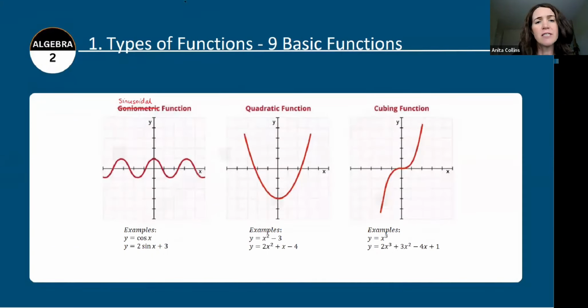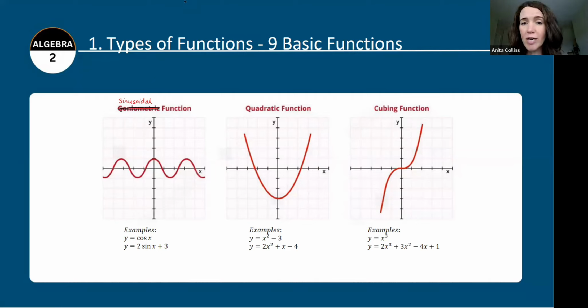Next one here. There's this word here, goniometric function. Now, that's not a word that I would be familiar with. It's not a word that I've heard in use. The word that I would use for this kind of wavy function is a sinusoidal function. It usually has a cos or a sine in it.